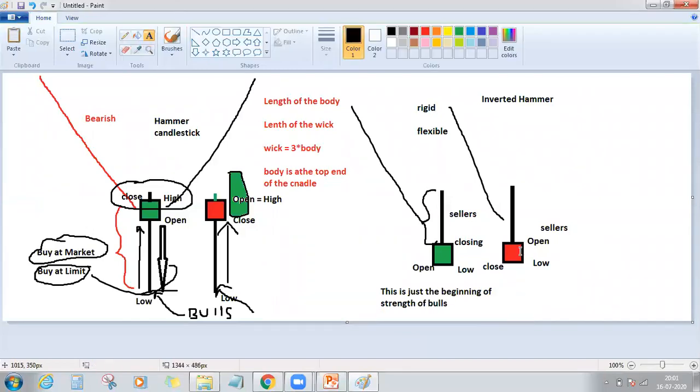Even here also, price opened here, bulls started showing their strength, but immediately they faced a rejection from the sellers. So in this kind of pattern, we need a confirmation, because price closed lower. Sellers were still active on that particular day. So we'll wait for one more candle to close above the high of this inverted hammer. So next day should definitely be a green candle. In both the cases, next day the candle should be green.